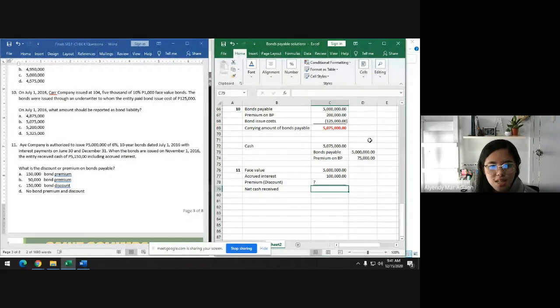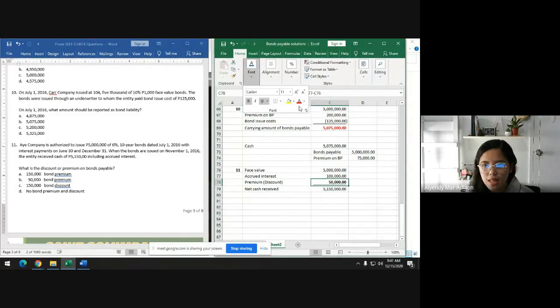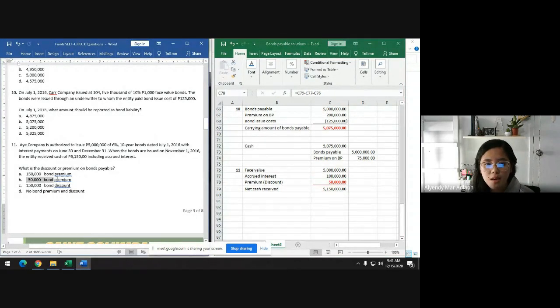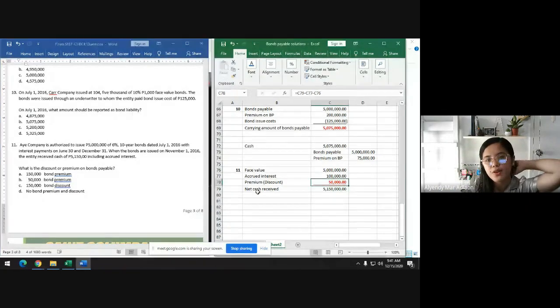How much is the cash received? That is 5,150,000. Do you think there is a premium or discount? 5,150,000 minus 100,000 minus 5 million, we are short by 50,000. When it is added, is it premium or discount? That is bond premium. So that is 50,000 bond premium, letter B. That is for the bonds payable.